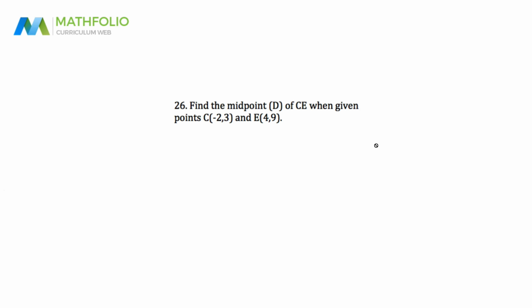Alright, so here we're asked to find midpoint D, and D is the midpoint of CE. So you could plot this or sketch it out, or you could just remember the midpoint formula. The midpoint formula is you sum your x values, x1 plus x2, and then divide by 2. So effectively you're averaging them. And then you sum your y values, divide by 2, so you're averaging those as well.